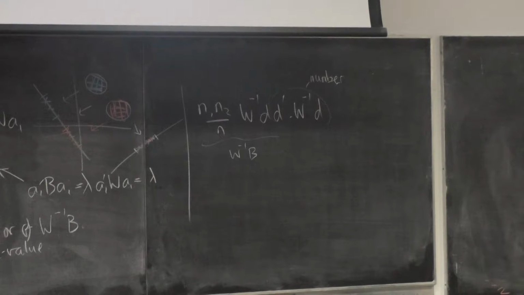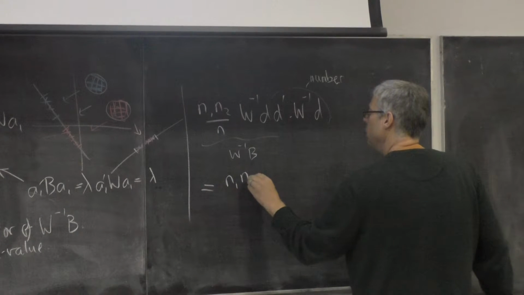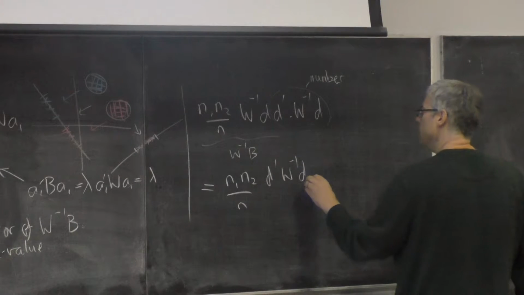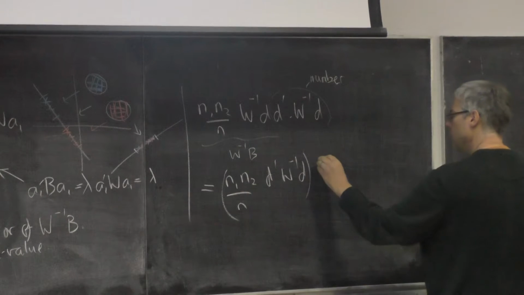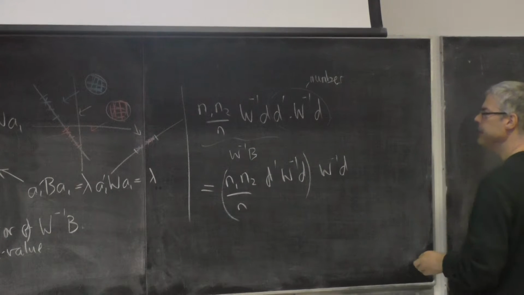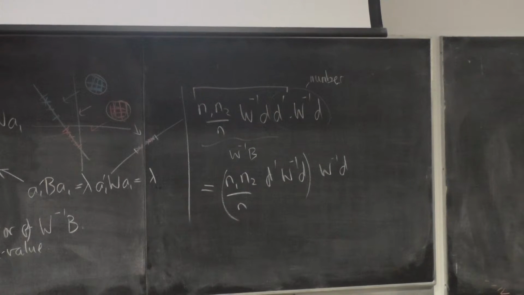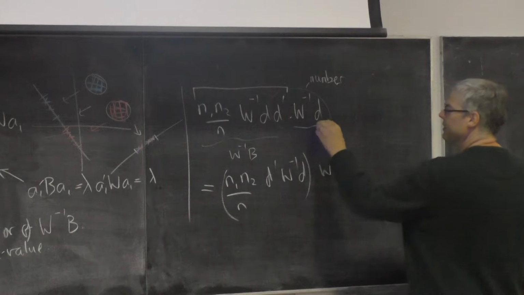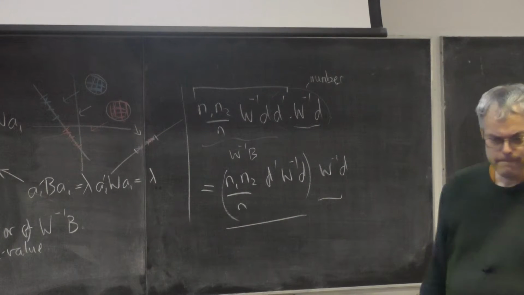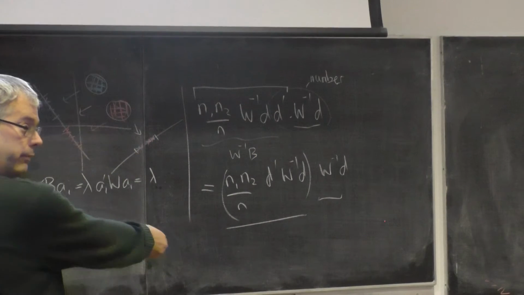And so I can move that out the front. This is N1 N2 over N times D dash W inverse D, that number, times W inverse D. So I started out with W inverse B multiplied by that vector, and now I found a number times exactly the same vector. Okay. And that number there is the eigenvalue.